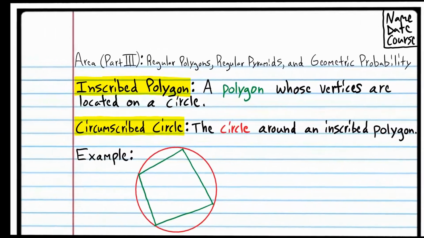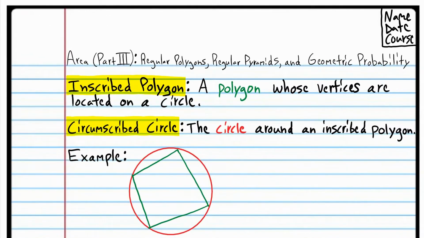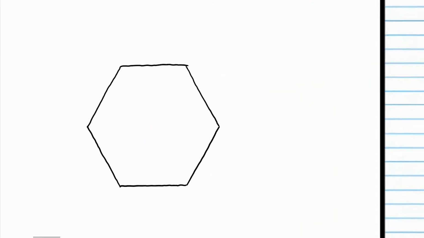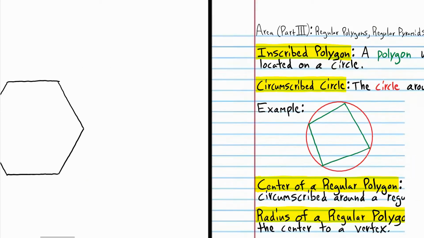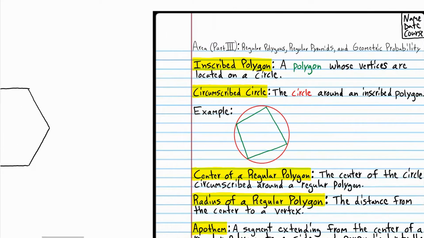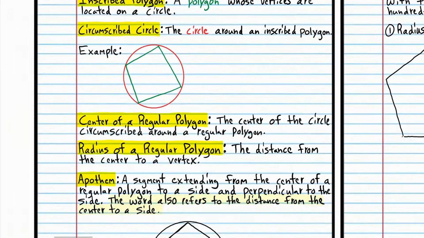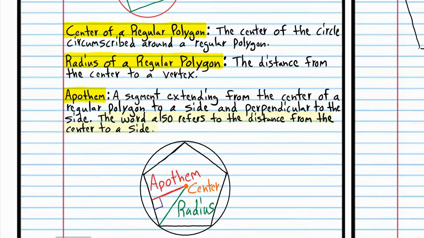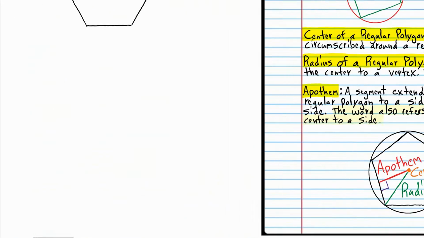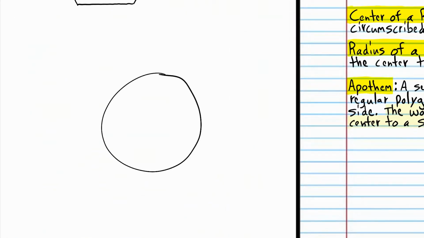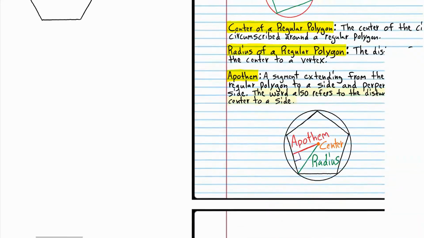We're going to start by finding the area of regular polygons. Remember, a regular polygon is a polygon where all the sides are congruent. And we're going to find the area of those. And to do that, we're going to need to use these terms: the center of a regular polygon and the radius of a regular polygon. Now, we typically only think of center and radius with circles. So what are we talking about when we say the center of a regular polygon?